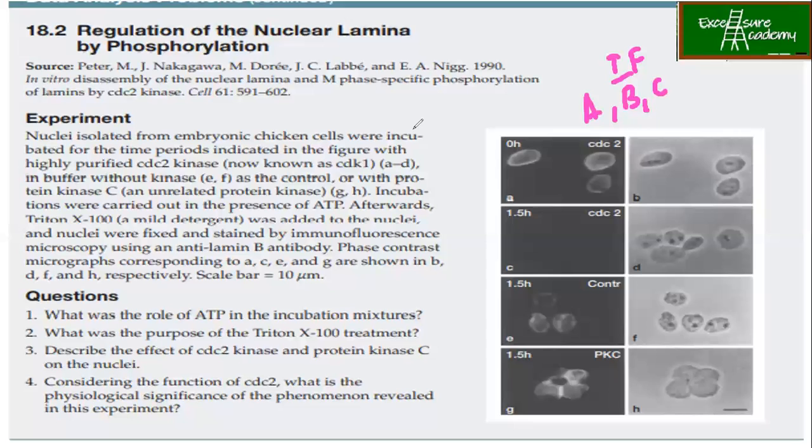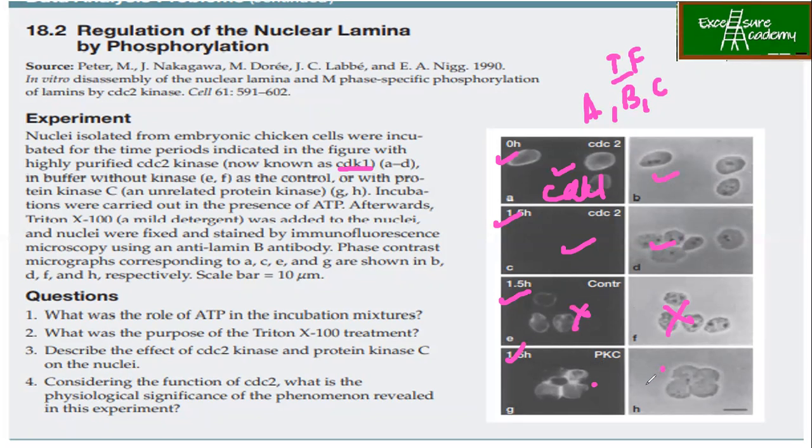The experiment says the nuclei isolated from embryonic chicken cells were incubated for the time period indicated in the figure, that is 0 hour, 1.5 hours, 1.5 hours, 1.5 hours, with highly purified CDC2 kinase, otherwise CDK1. So 1, 2, 3, and 4. In these, you have got your CDK1 activity, in buffer without kinase as the control, or with protein kinase C, that is PKC here, which is nothing related to CDK1.